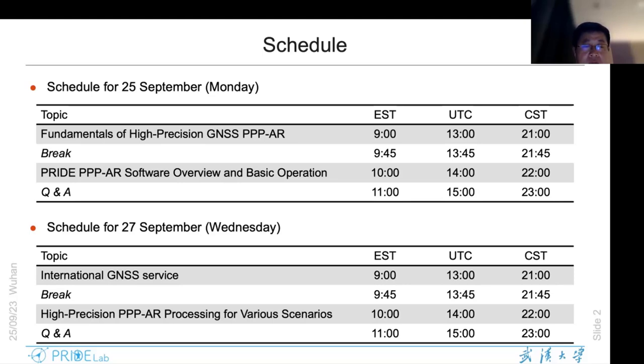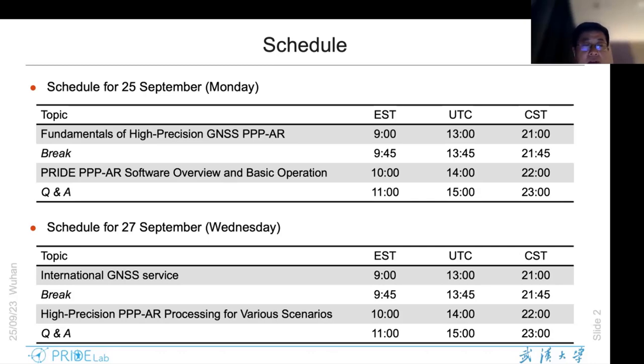And we're going to have some advanced training on how to use the provided PPAR software to do all kinds of processing that you may encounter in your research. For example, some kinematic processing over short terms, for example, every 5 minutes or every half an hour, to have a position estimate, just something like this. And finally, we have the questions and answers as well.